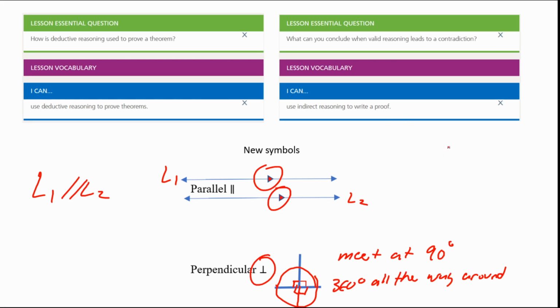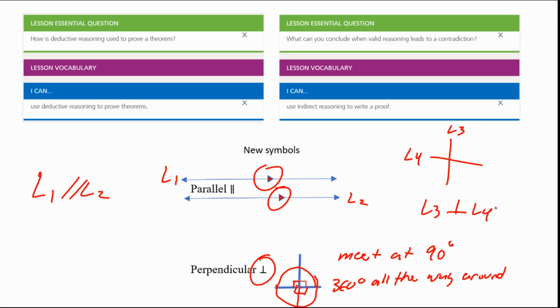So now let's draw two more lines. Let's call this line 3 and line 4. What you'll see me write is line 3 is perpendicular to line 4. So there's our new symbols for today. Let's move on to the actual lesson.